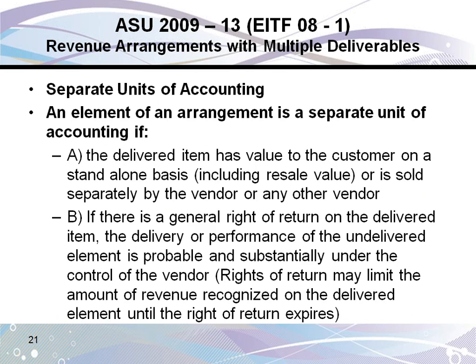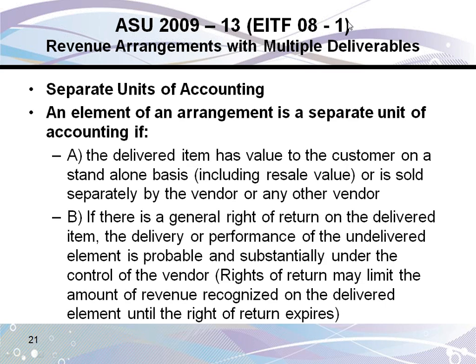So the first step is for us to separate out the transaction into its various elements, and we're going to call a part of an arrangement a separate unit of accounting or a separate element if this delivered item has value to the customer on a standalone basis. And our determination of value on a standalone basis has been broadened from the existing standards used for software. It's going to include if there is resale value, and if it's sold separately by the vendor, or if it's sold by any other vendor.